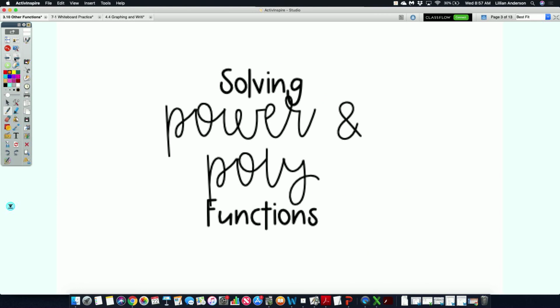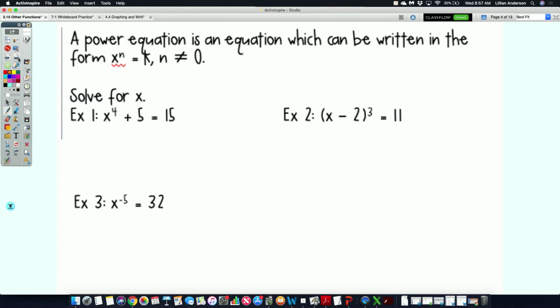All right, so let's solve our power and polynomial different types of functions. Now, a power equation is an equation that can be written in the form of x to the n equals k, where n does not equal 0. So that could be x to the third equals 2, x to the fourth plus a constant equals another number, and so on and so forth. Basically, a power equation is when you're being raised to an exponent, whether n is a positive integer or a negative integer.